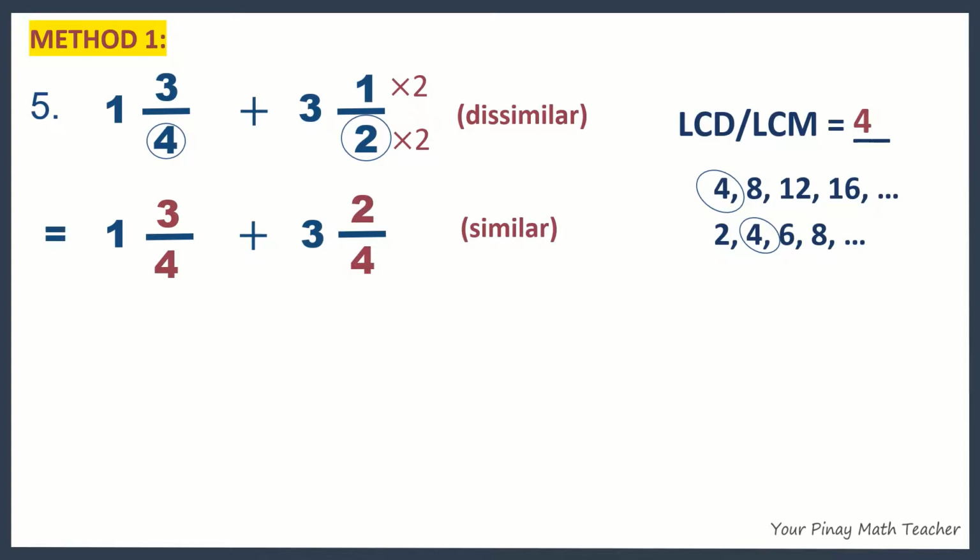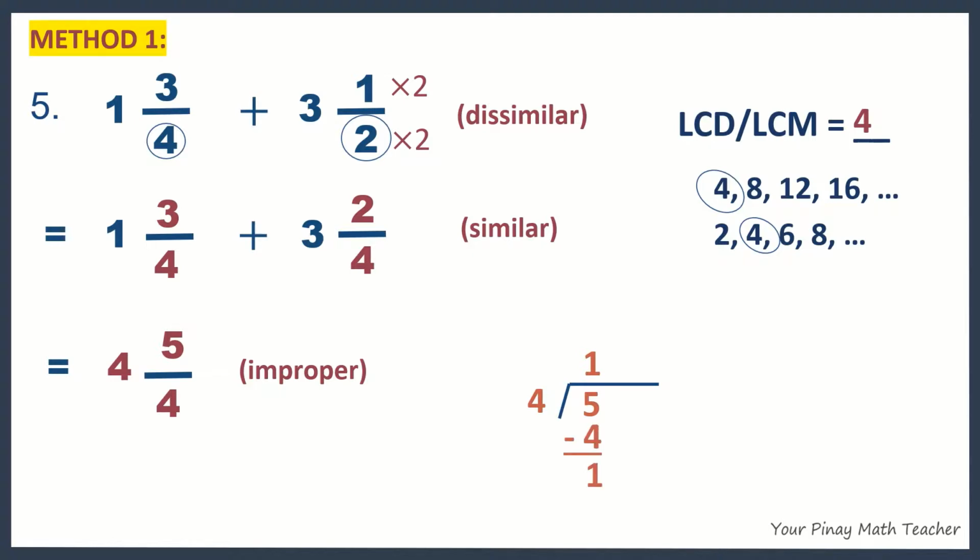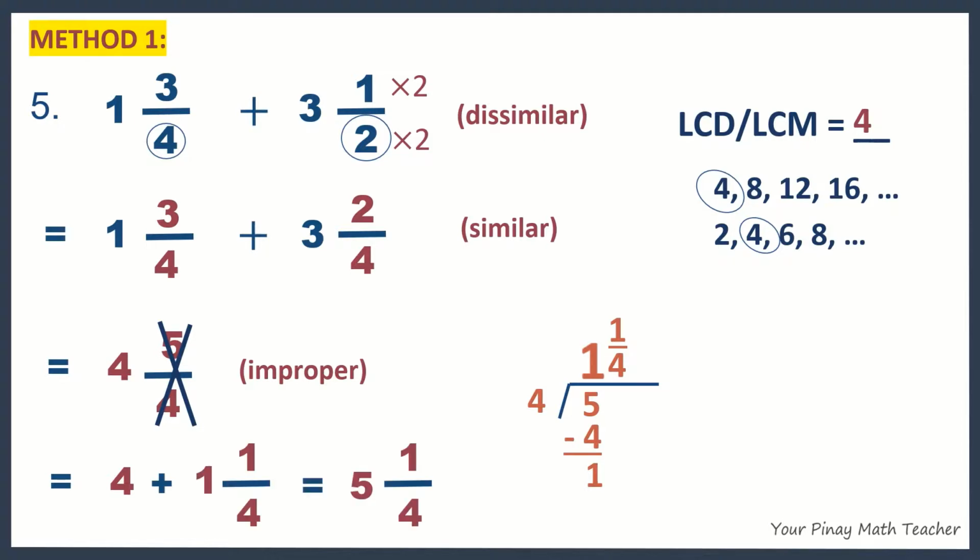So we now have mixed numbers with similar fractions, so we can now add them. 1 plus 3 is equal to 4. 3/4 plus 2/4 is 5/4. 5/4 is an improper fraction which can be changed to a mixed number by dividing 5 by 4. So we get 1 whole and 1/4. So bring down 4. Do not copy 5/4 anymore. Instead, you add 1 and 1/4, giving us the final answer of 5 and 1/4.